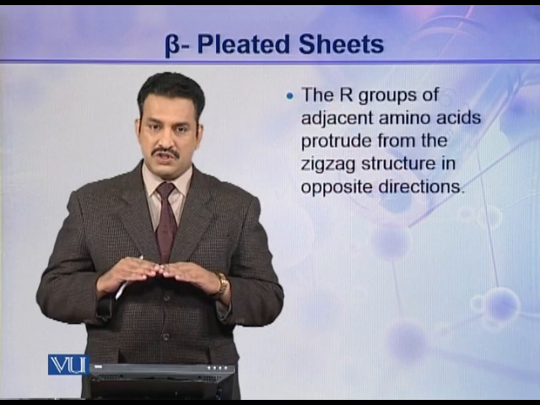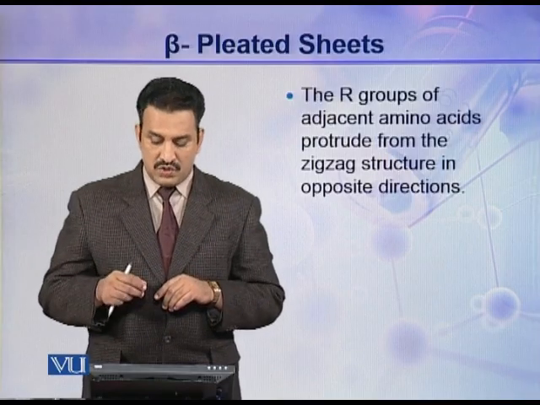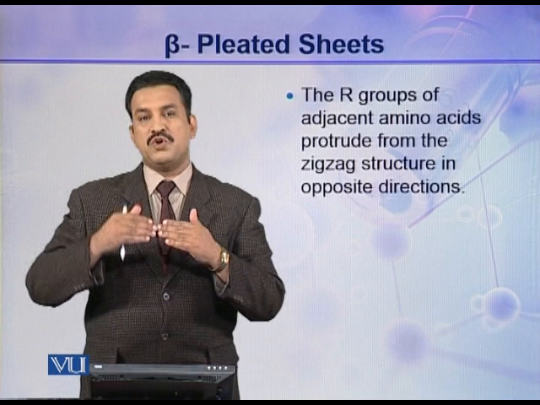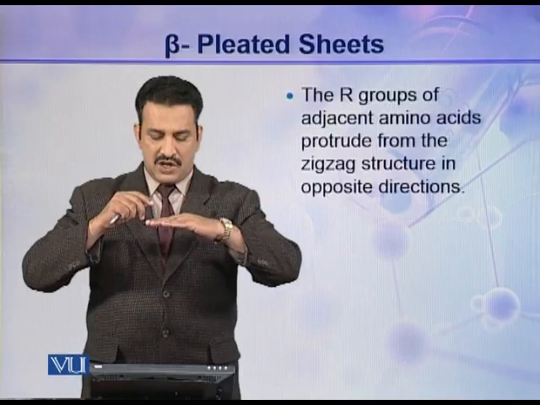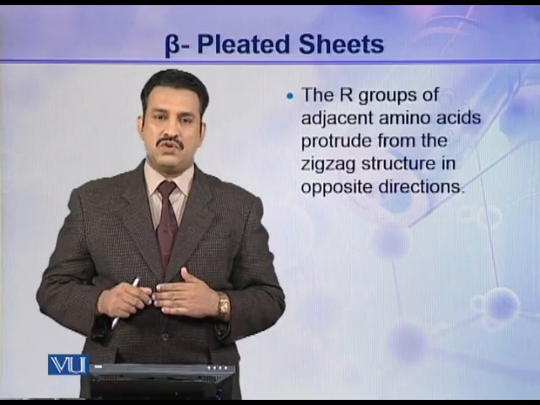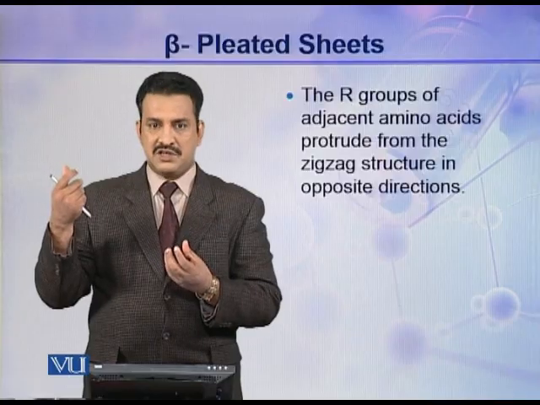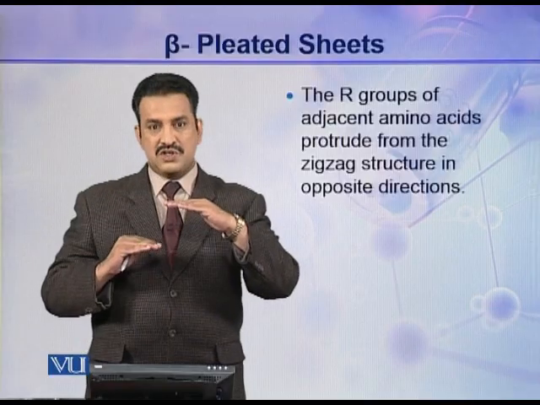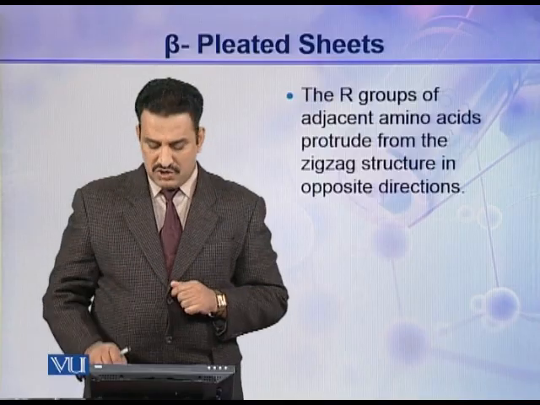In this sheet, the R groups in the adjacent amino acids protrude out from the sheet, from the zigzag structure, in opposite directions. So if this is a polypeptide chain, the R groups lie here, here, and here. As you saw in the case of the alpha helix, the R groups lie outside the helix. So here too, the R groups lie outside the sheet. This is because the R groups then do not create any sort of hindrance.